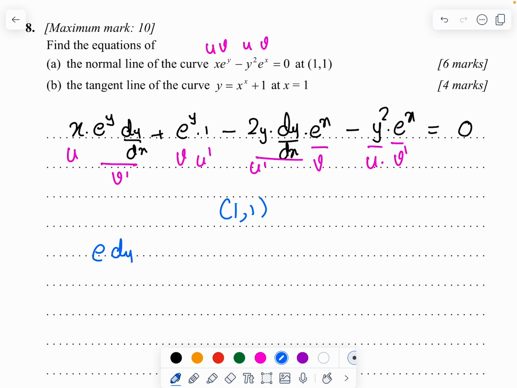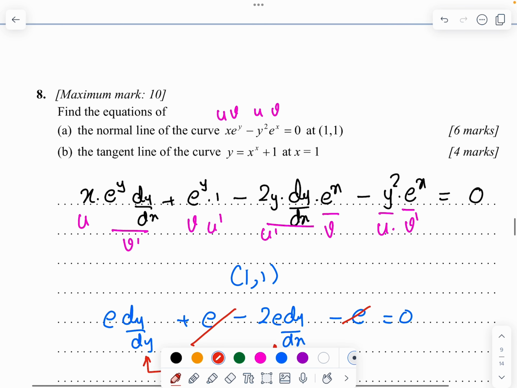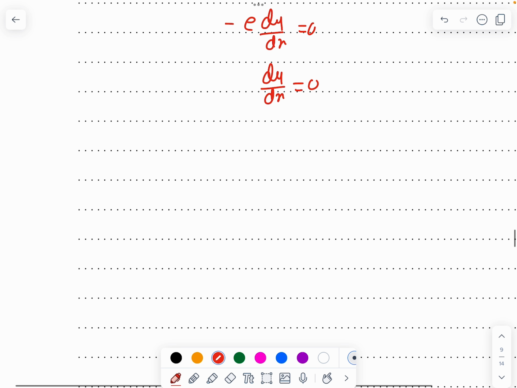It becomes e dy by dx plus e minus 2e dy by dx minus e equals 0. So e and e cancel. e dy by dx minus 2e dy by dx is minus e dy by dx equals 0. So dy by dx equals 0. That's the slope of the tangent.